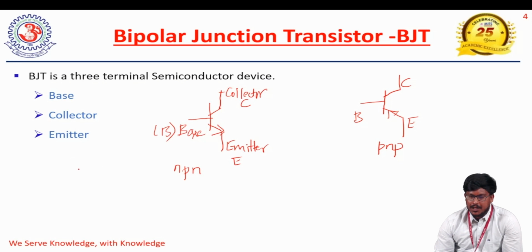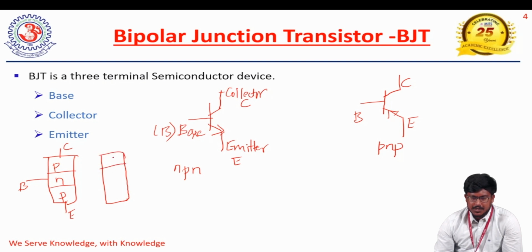It is a three-layer device, which means the structure has three layers. One is a P layer, the other is an N layer, and this is also a P layer: positive, negative, and positive. The center N layer we call the base, this is the emitter, and this one is the collector. So this is the PNP transistor, and we have one more type, that is NPN. This layer is N, this layer is P, and this layer is also N. This N layer we call the collector, the center P layer we call the base, and this N terminal is called the emitter.